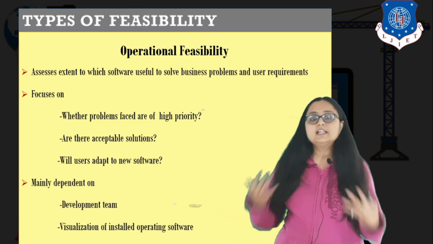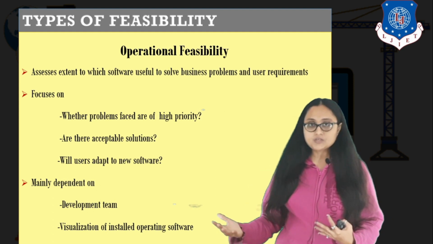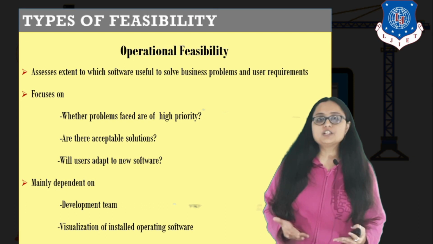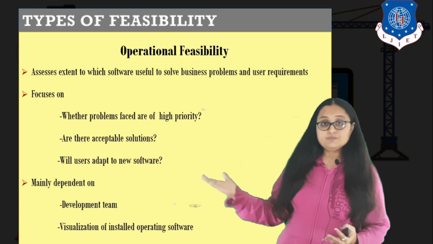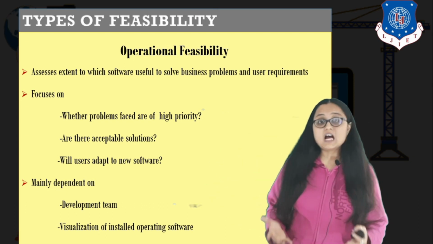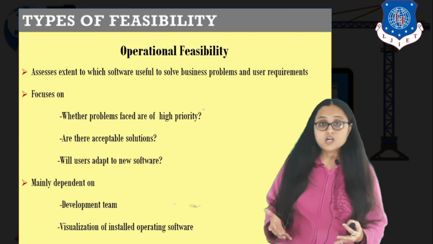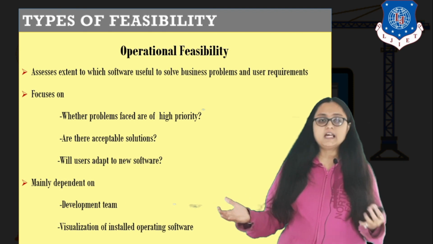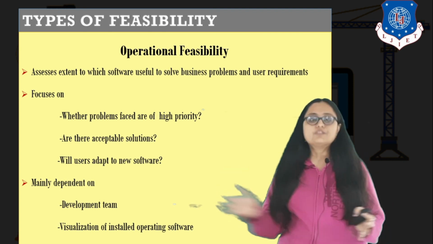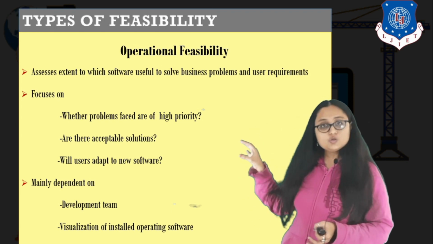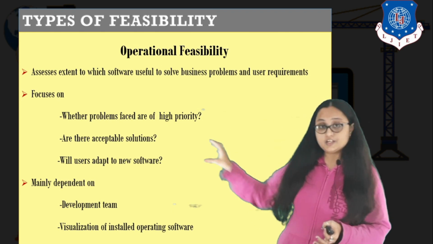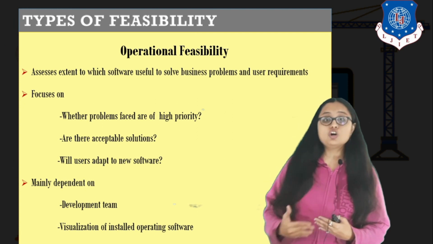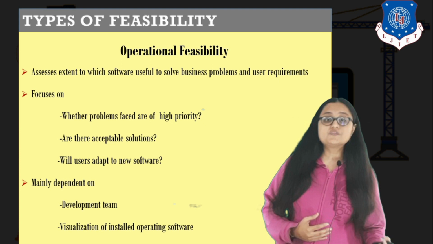So there is a need that is arising due to some problem, and as a solution to that problem we are developing the software. So what are the problems faced, and are they of higher priority to be solved? Because there are very trivial problems which are faced in the industry, and it is not necessary to solve every problem, right? So you have to consider all the problems which are of higher priority and try to solve them. Then only you can say that your software has good operational feasibility.